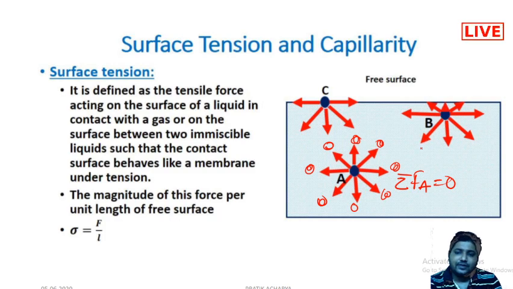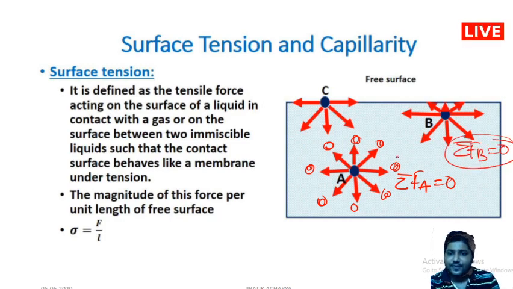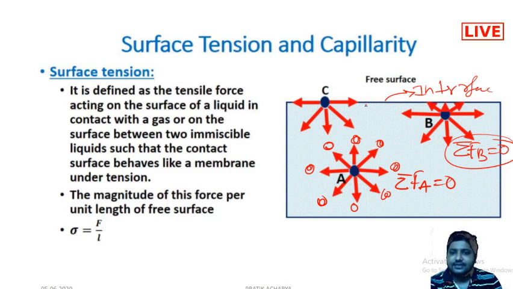Similarly, you take point B. All the molecules of the water are attracting each other because of cohesive force, the same nature of forces between the same molecules. So here also the net force acting on this molecule comes out to be 0. But take the example of C, the fluid particle which is present on the interface. It is called an interface because it is a surface which is separating two phases. There is gas and this one is liquid. This is called the interface.